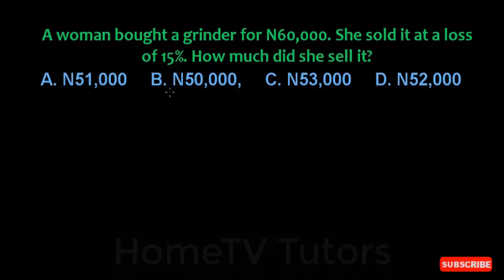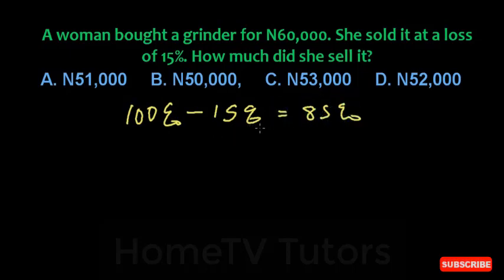Since we know the 15% loss, we minus that from the 100%, the amount that she bought, which will give us 85%. Alright, so we now multiply the 85%, which is 85 over 100, by the 60,000 naira, which is the amount she bought it.